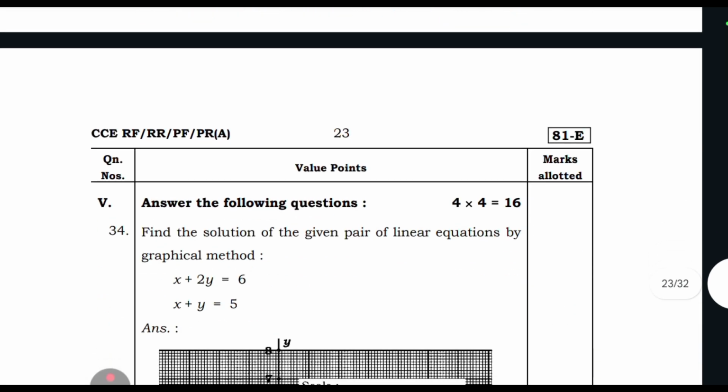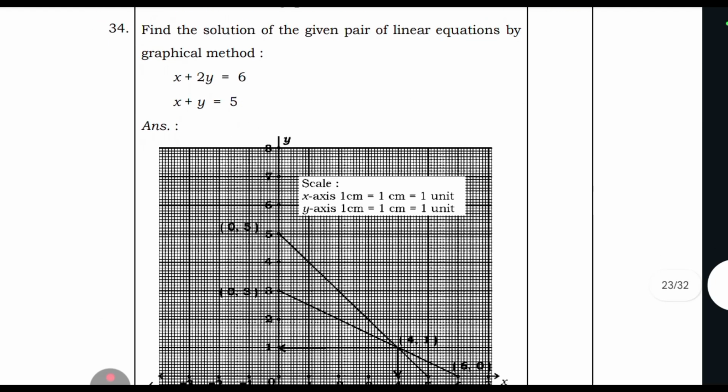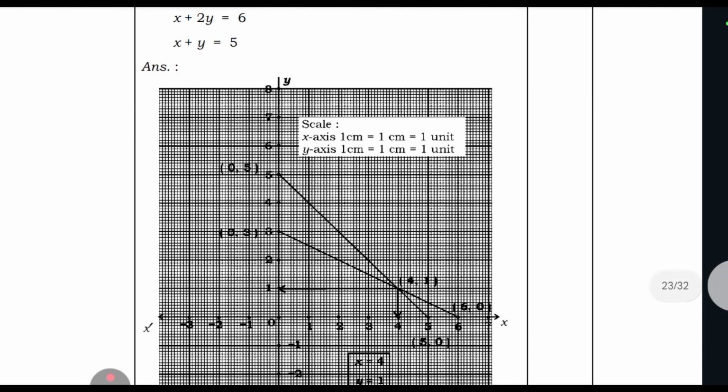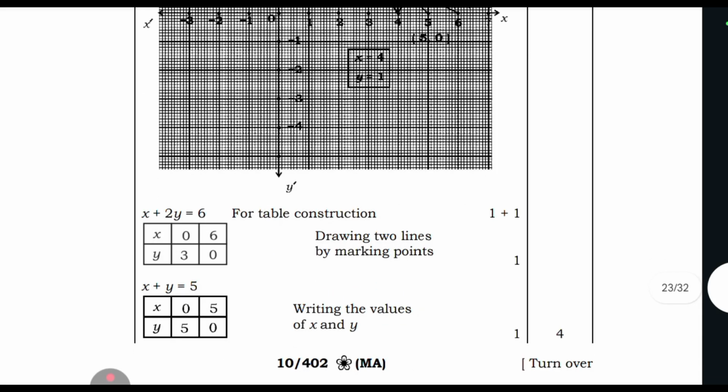The 34th question: they have given the graph to construct, but the main thing is, don't just plot the graph. You have to mark the points where the line is coinciding with the axis, such as 0,5 and 0,3, and next is 4,1. You have to mark that, and the scale you should write: x-axis 1 cm equals 1 unit, y-axis 1 cm equals 1 unit. You have to write it, then only you will get the full marks.